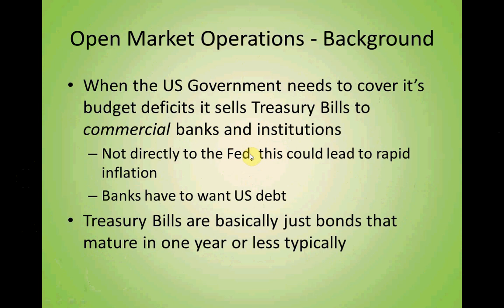We have a pretty good credit rating. We're not in the top credit rating in the country. We're not Canada or anything like that, but we do have a pretty decent credit rating. And so banks will loan us money, essentially short term. So treasury bills cover our deficits, are sold to commercial banks, and they are not coming directly from the Fed.